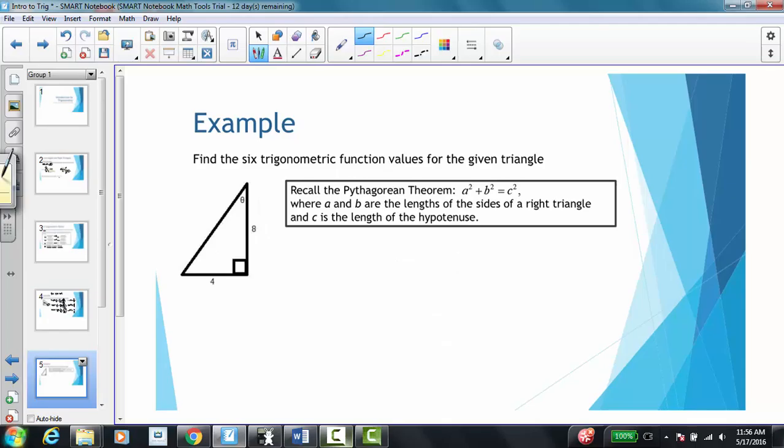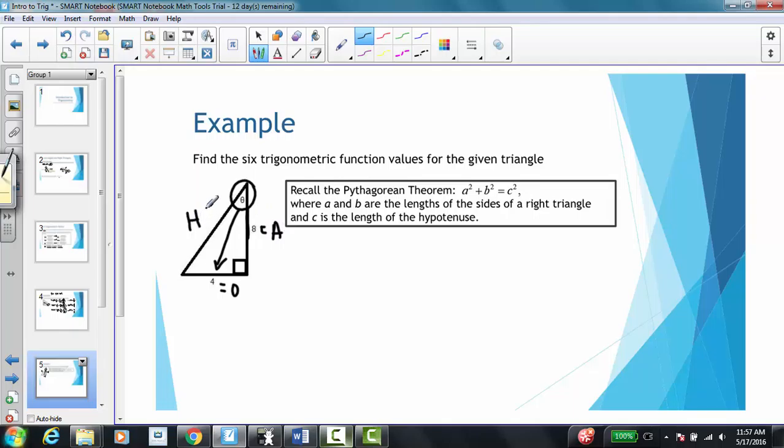All right, if we look at this next example, my angle is now located up here. So my side opposite of that angle is 4, and the side adjacent to that angle is 8. But we don't know what our hypotenuse is, so we need to find that.